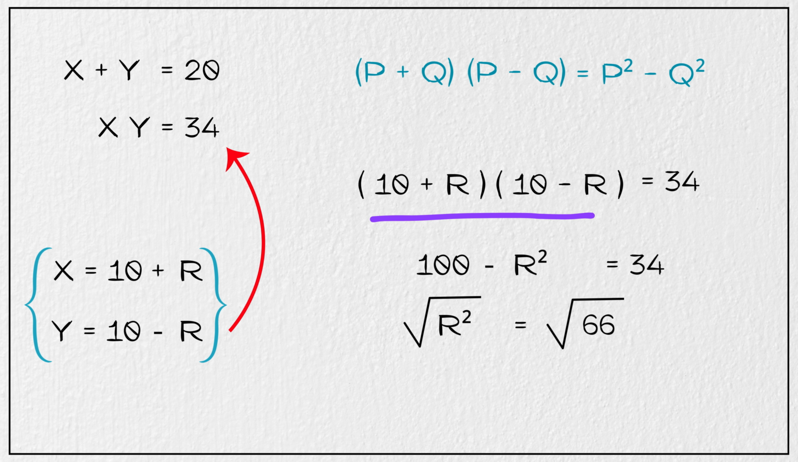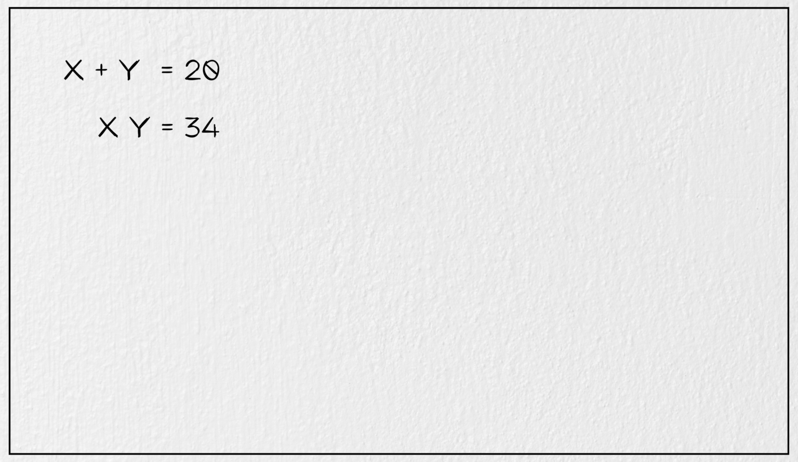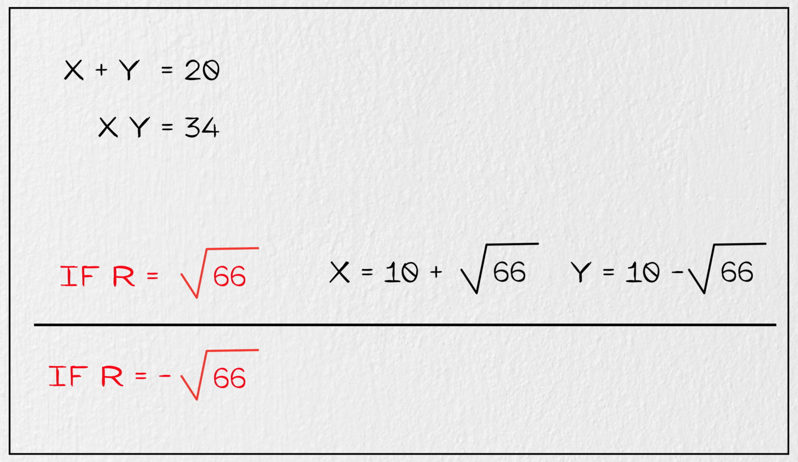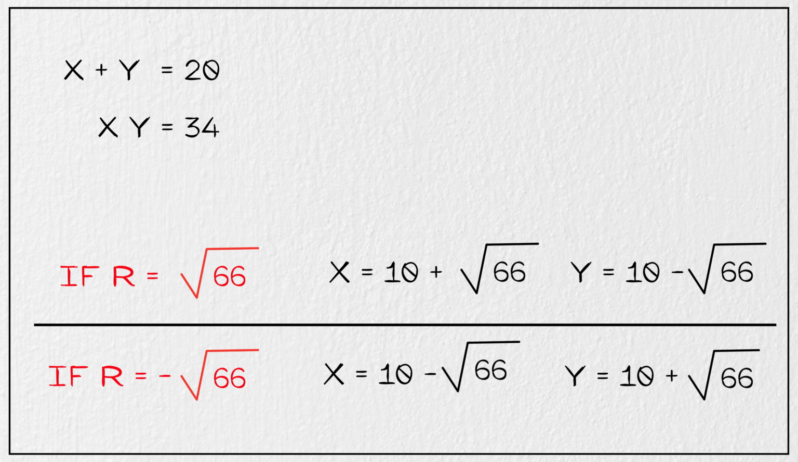And taking the square root, we get r is either the positive square root of 66 or the negative square root of 66. Now if r is the positive square root of 66, then x equals 10 plus the square root of 66, and y equals 10 minus the square root of 66. Similarly, if r is the negative square root of 66, then x equals 10 minus the square root of 66, and y equals 10 plus the square root of 66. And that is it. Nice, clean, and super quick, right?